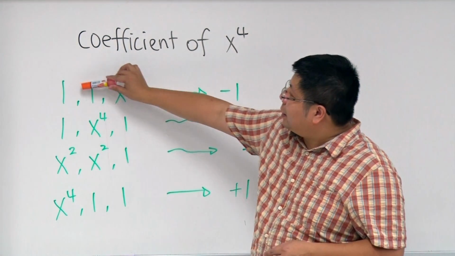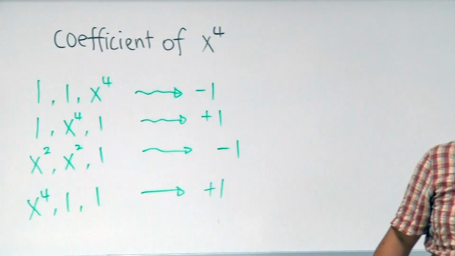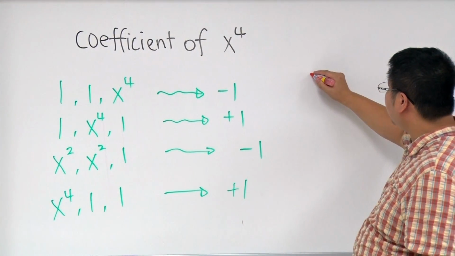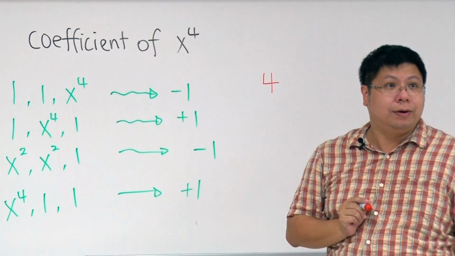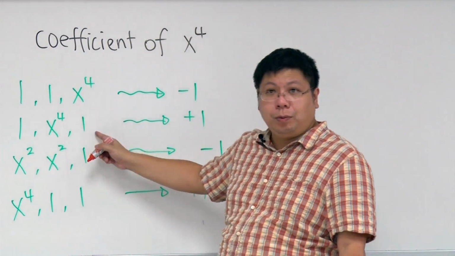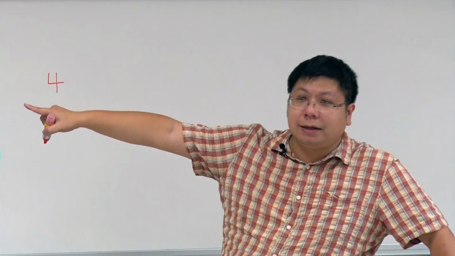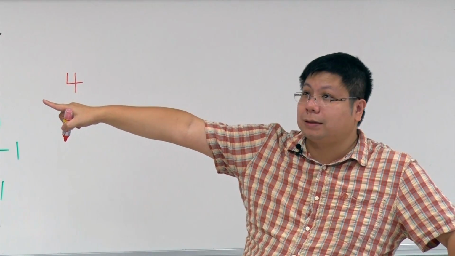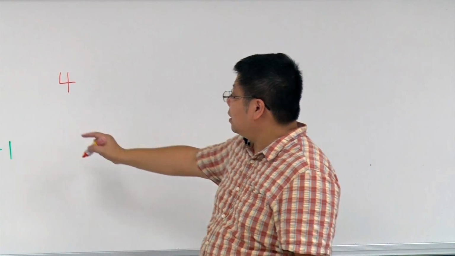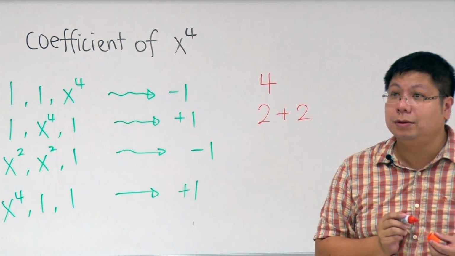So remember, each choice here corresponds to a certain way to partition the number 4. So 1, 1, x^4 corresponds to the partition of 4 into just the single number 4. Does that make sense? And then how about this 1, x^4, 1? It corresponds to picking 2 items from the second expression. Each item there is like 2. So it corresponds to 2 plus 2. Does that make sense to you?